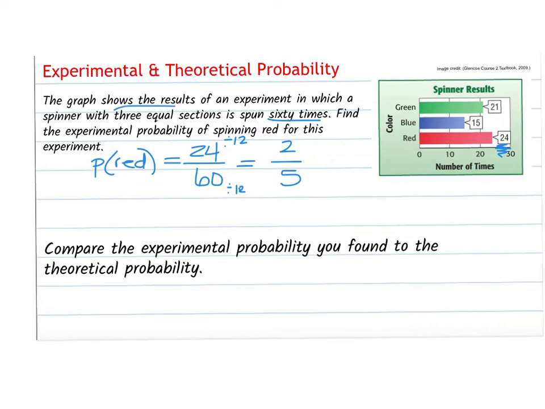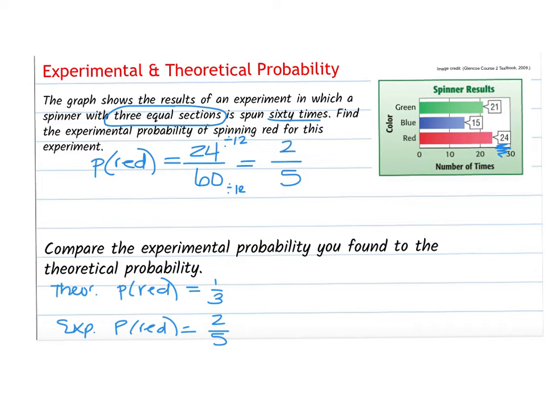Compare the experimental probability you found to the theoretical probability. If the spinner has 3 equal sections, then the probability of each color would be 1/3. So the theoretical probability of spinning red is 1/3. The experimental probability of red, which we just found based on this experiment, is 2/5. If we do the experiment again, obviously, all of our data would change because we would spin different amounts of different colors. But for this experiment, we have 1/3 and 2/5.